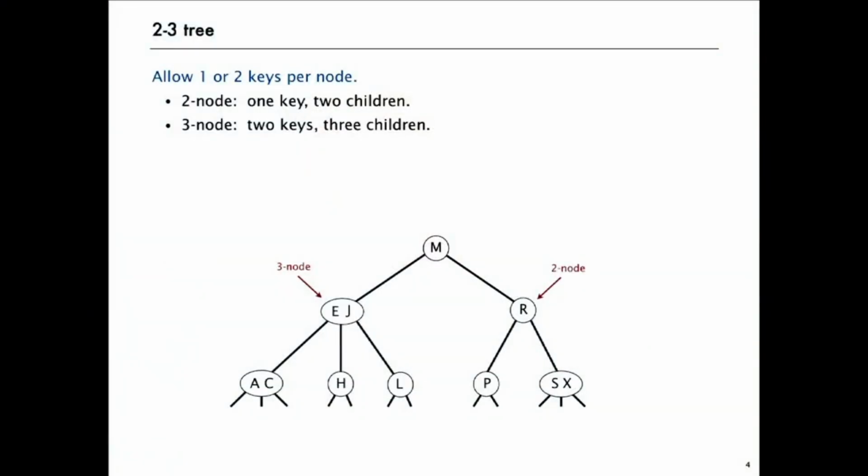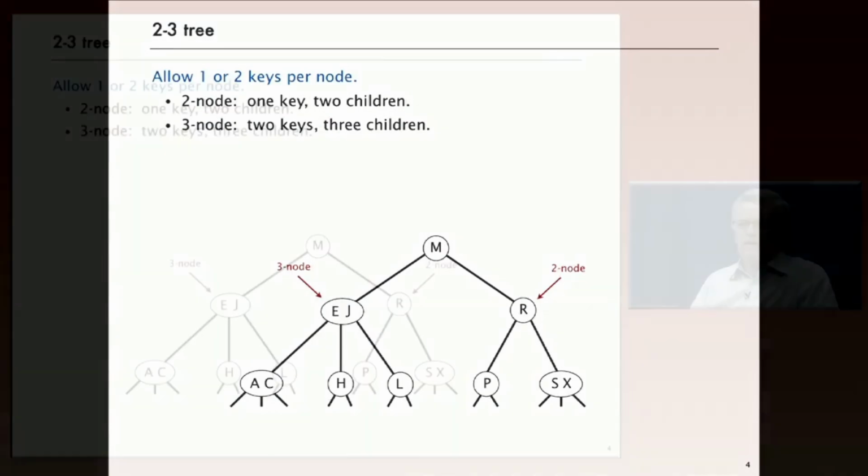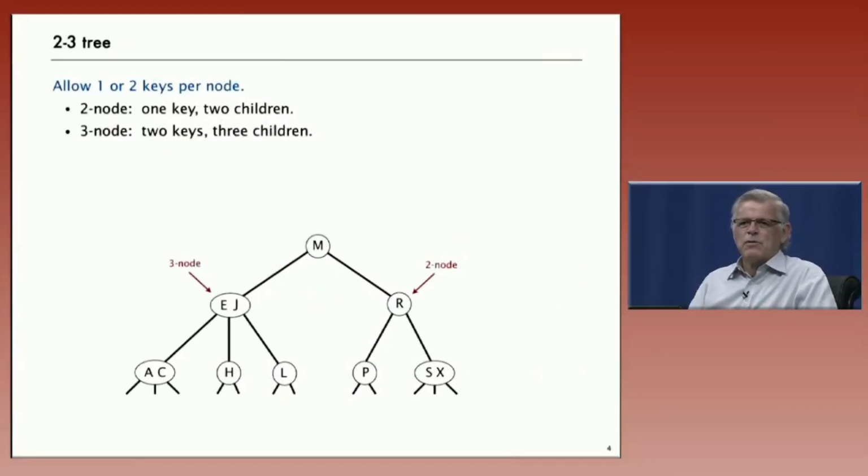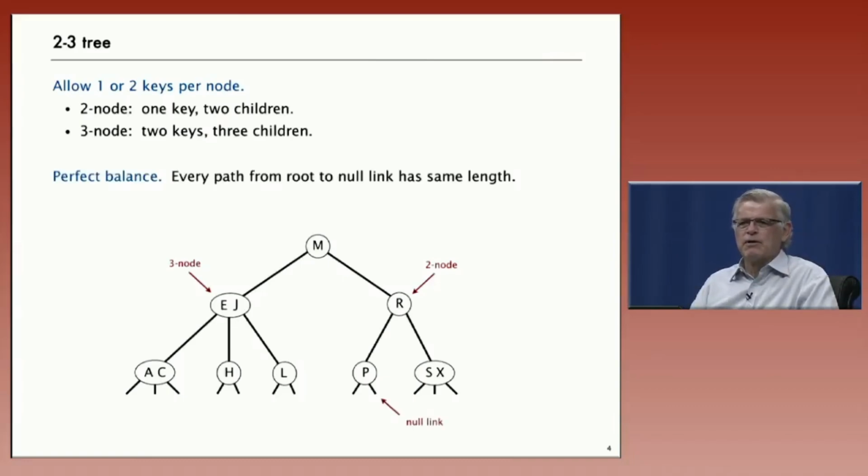So a 2-3 tree is a way to generalize BSTs to provide the flexibility that we need to guarantee fast performance. And the idea is very simple. We allow 1 or 2 keys per node. That is, we allow for the possibility of something called a 3 node that can hold 2 keys, but then it has to have 3 children. In a regular BST node, a 2 node, we have 1 link for the keys that are less than the key in the node, and 1 link for the keys that are greater. In a 3 node, we need 3 links, 1 for less, 1 for between, and 1 for greater.